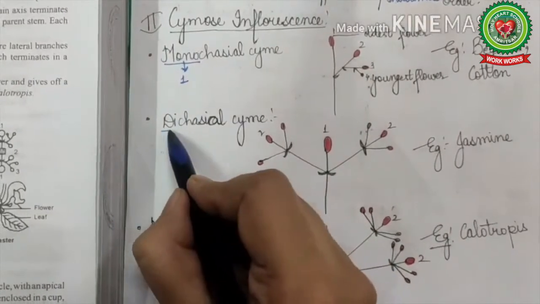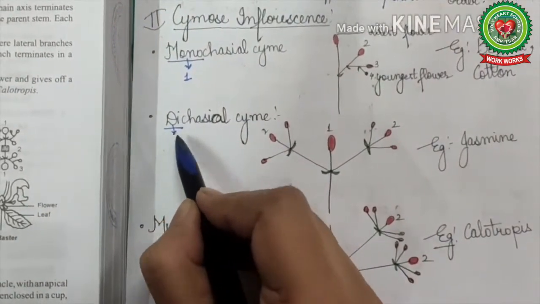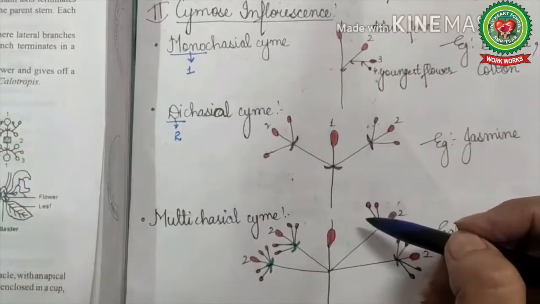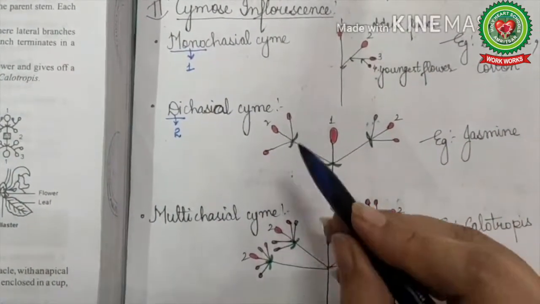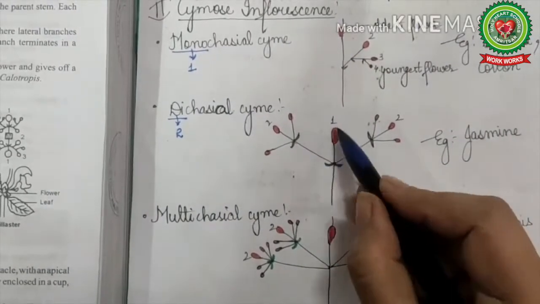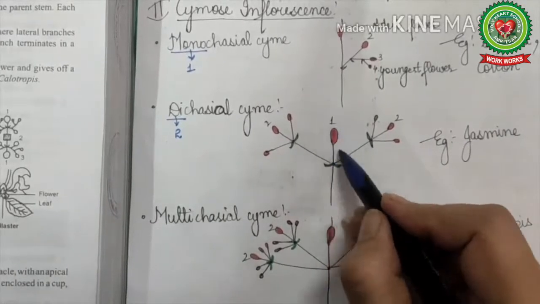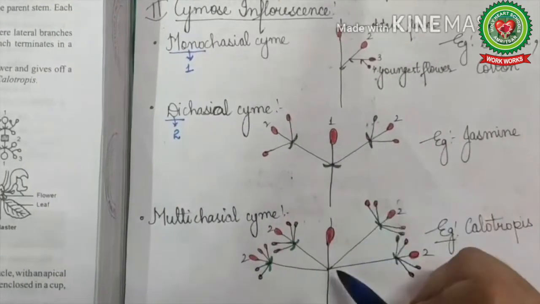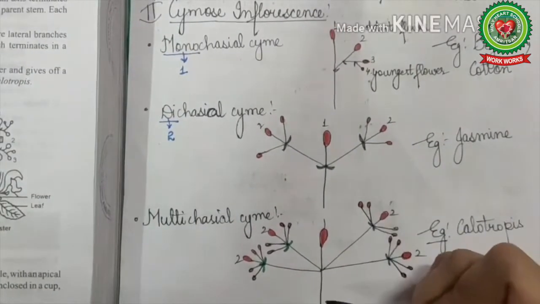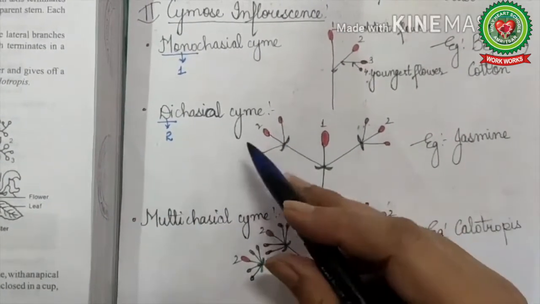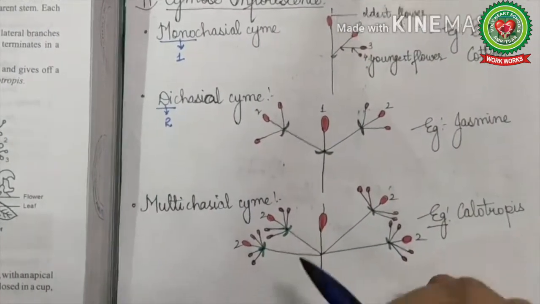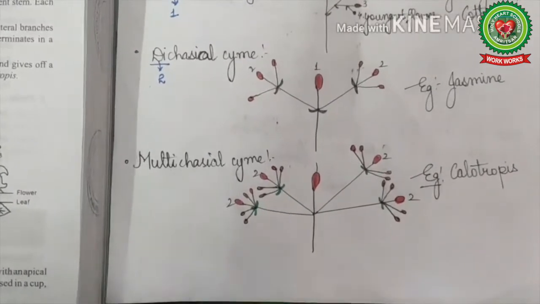Next is dichasial. Di again means two. In this, a cyme where lateral branches develop on both sides of the terminal flower. We can see these two lateral branches develop on both sides of this. The one labeled 1 is the terminal flower, and each branch terminates in a flower and the pattern repeats, which means it keeps on increasing in this way only. Example is jasmine.